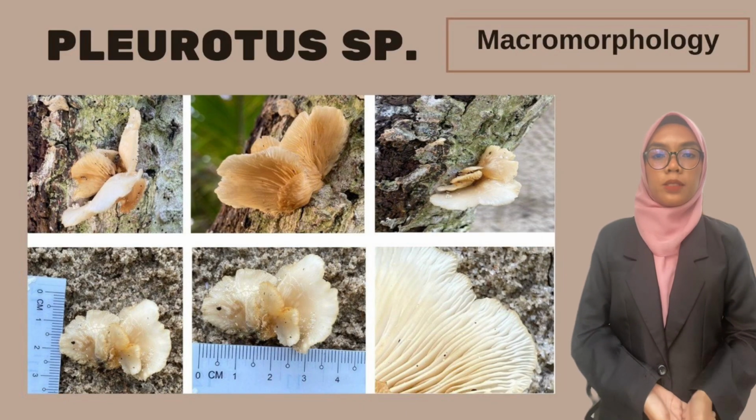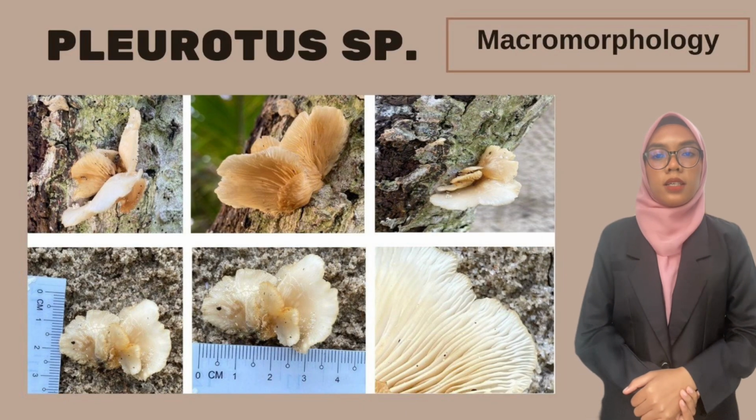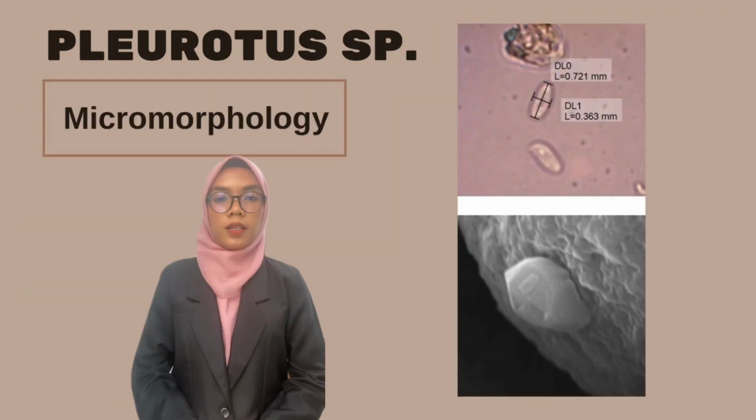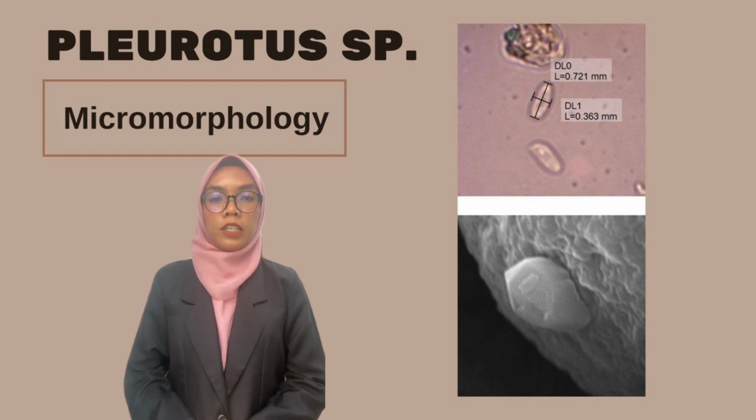This species was suspected Pleurotus species. The cap was fan-shaped or oyster-shaped with cream to yellowish color. The gills range from white to cream in color. Gills run down the stem. The spores are smooth and elongated.